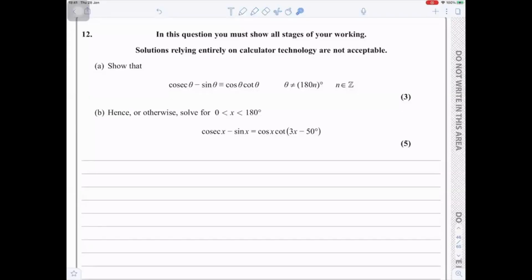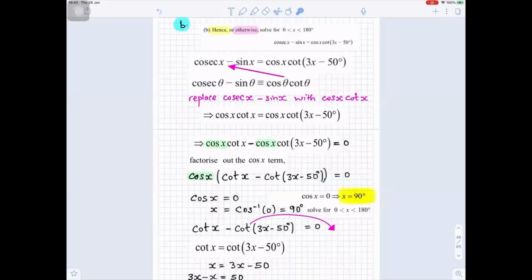12b, hence or otherwise, solve for 0 less than x less than 180 cosec x minus sin x equals cos x cot 3x minus 50 degrees. To solve it, we have to replace cosec x minus sin x with cos x cot x. So instead of cosec x minus sin x, we remove that and replace it with cos x cot x, which we got from part A. So now we have cos x cot x equals cos x cot 3x minus 50.